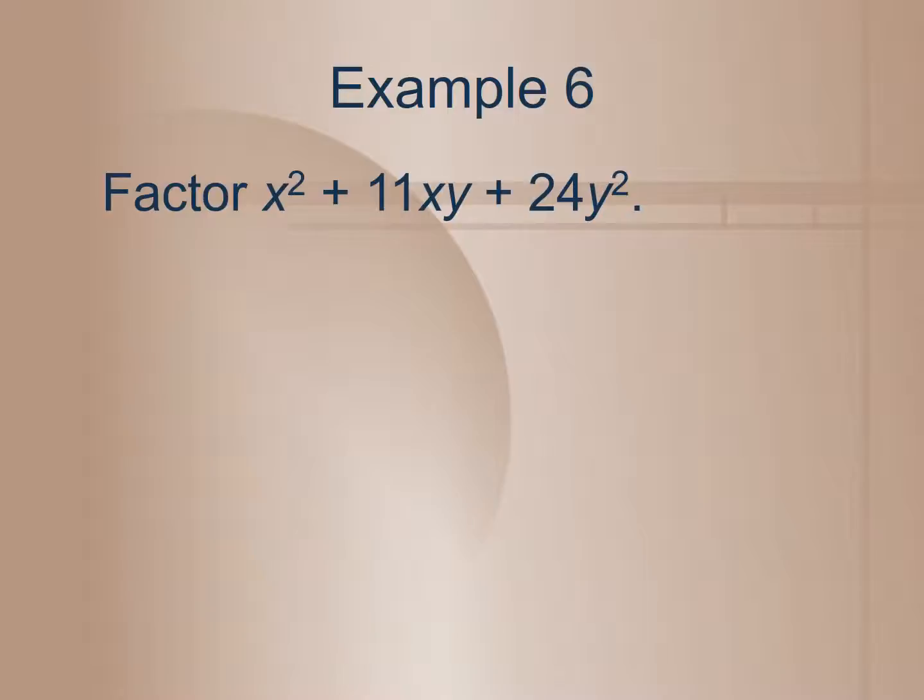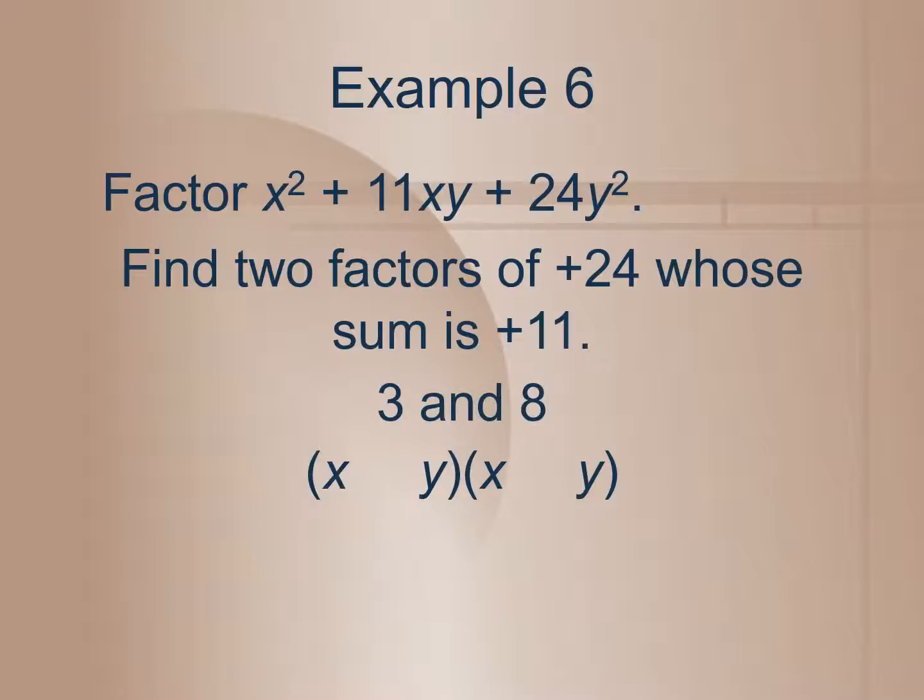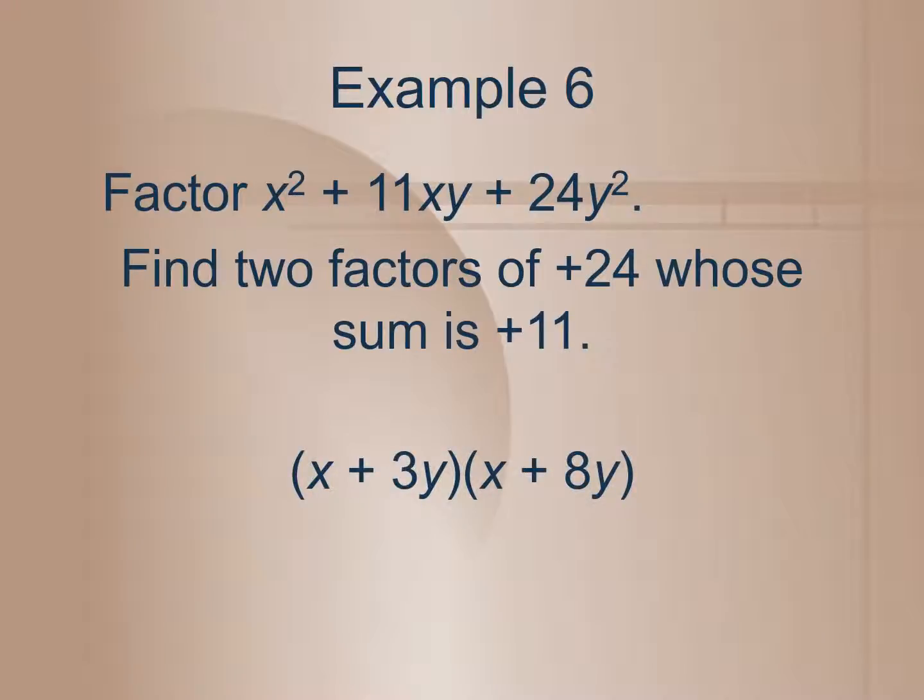Let's look at an example of that. Let's say we have x squared plus 11xy plus 24y squared. So we start with making sure that for x squared, we have the factors of x. So that's x and x. And then for y squared, we have the factors of y squared, y and y. Now we need two factors of 24 that add up to 11. So 3 and 8 multiply to 24 and add up to 11. So those are the numbers that we're going to put in our binomial. But look how I remember to put in the factor y there as well.